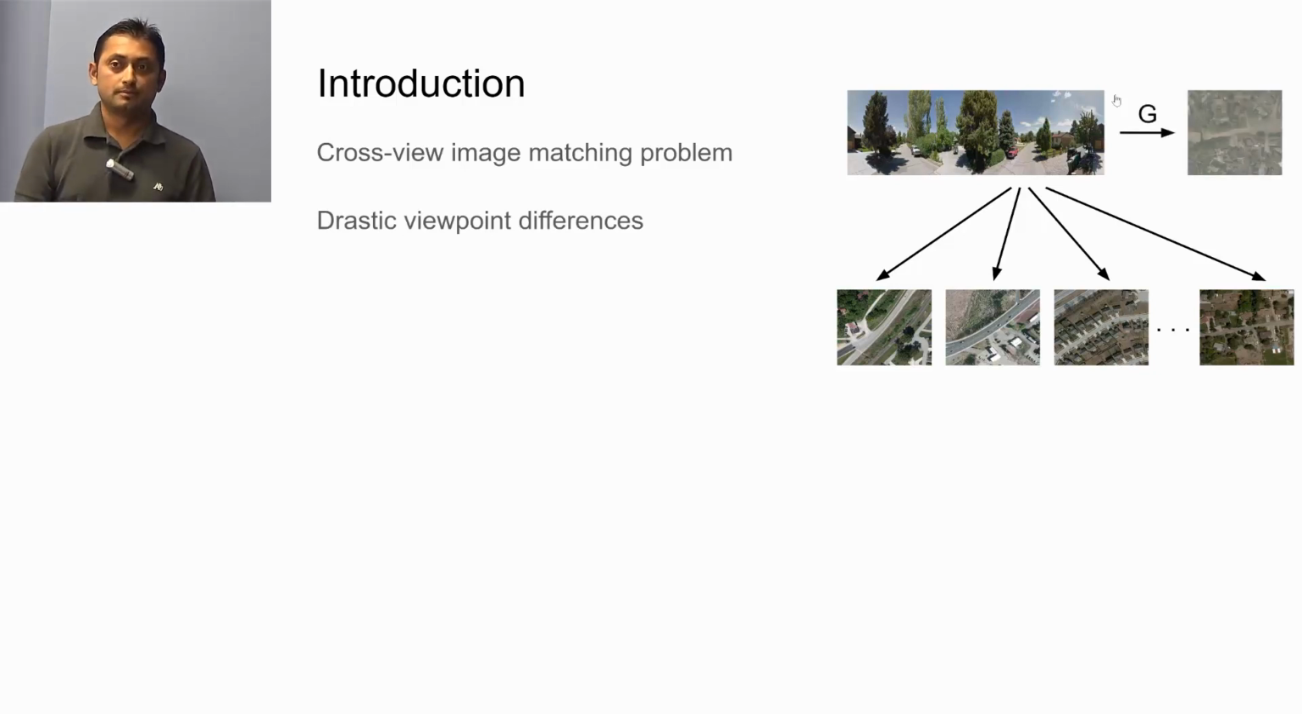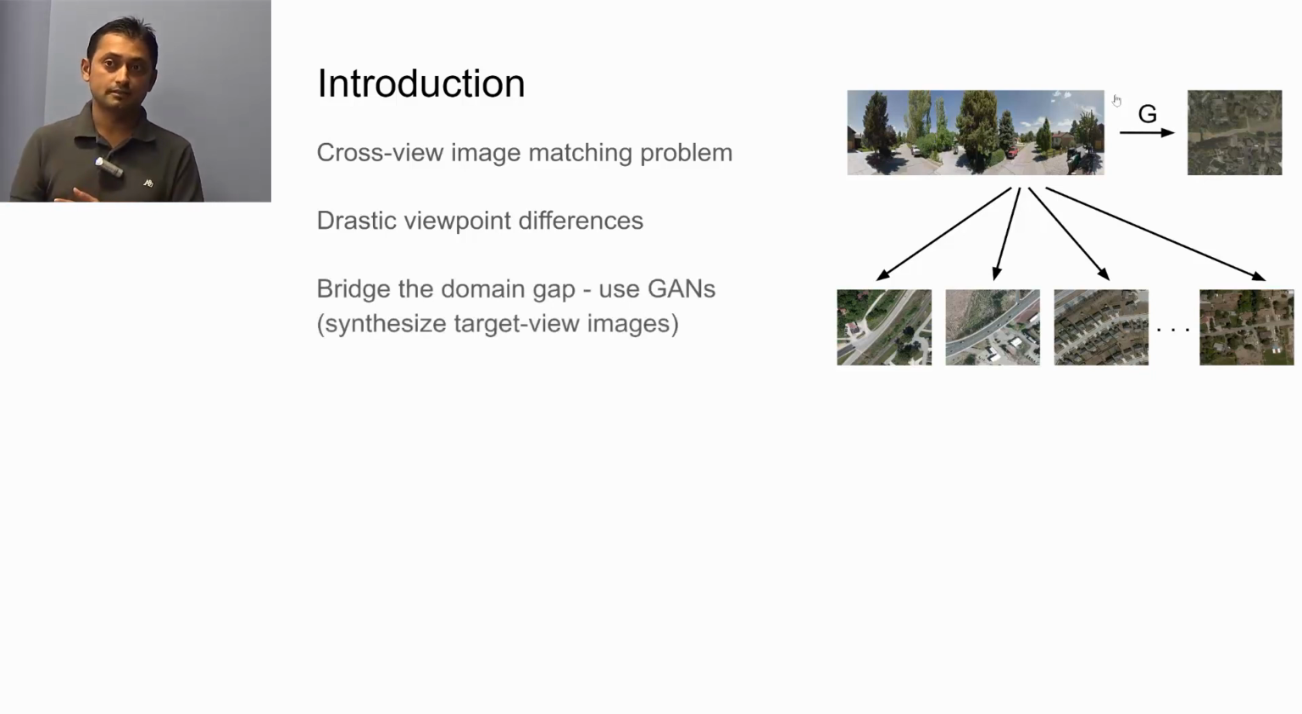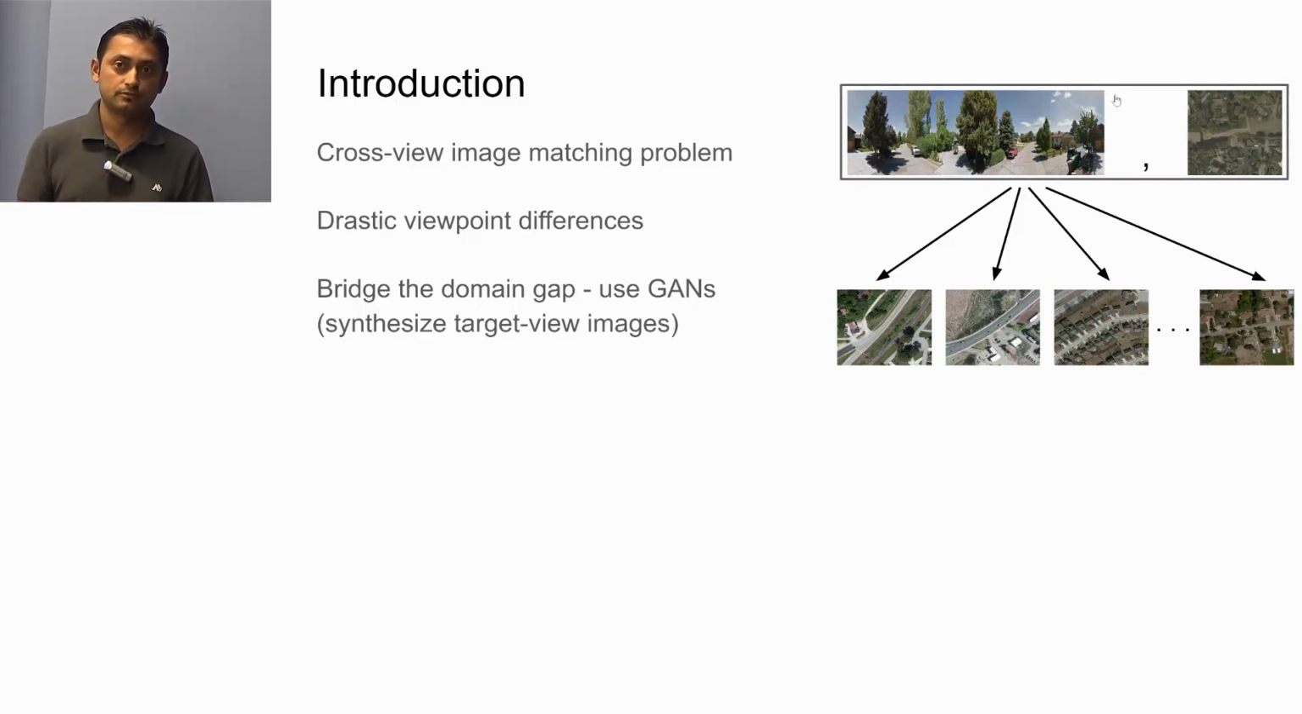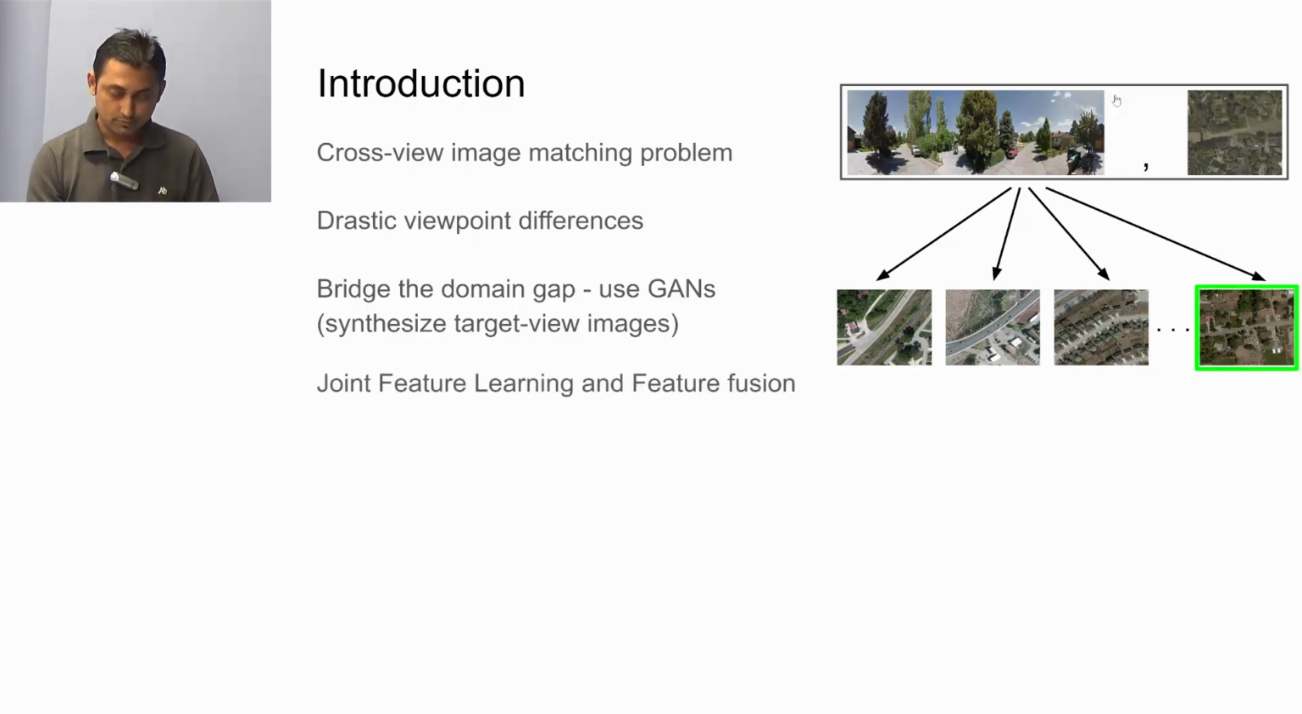So we propose a method to first generate the image in the target view and then use it together with the query image to do the image matching and find the match. We employ a joint feature learning and feature fusion process, and we also use a multi-scale feature aggregation approach that I'll be talking about in detail.